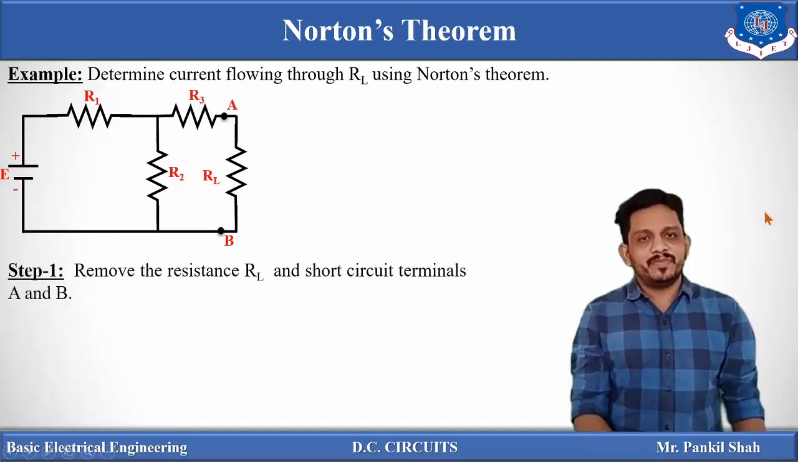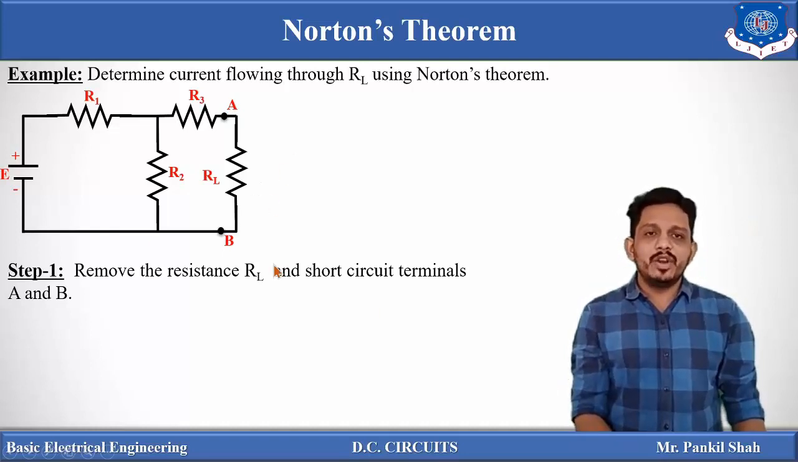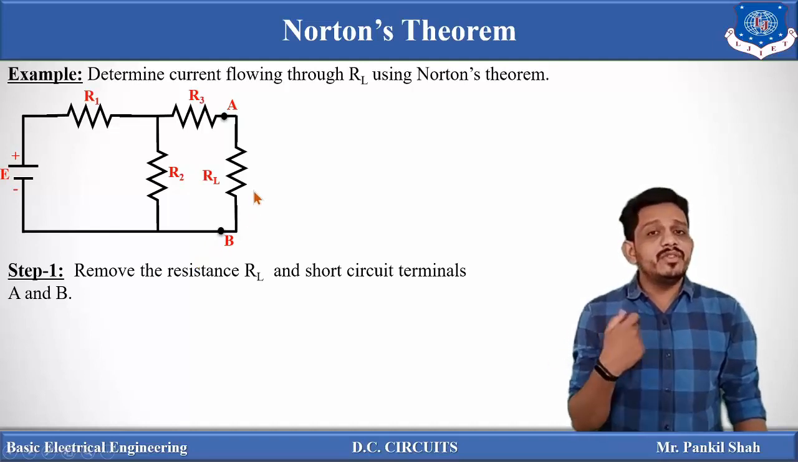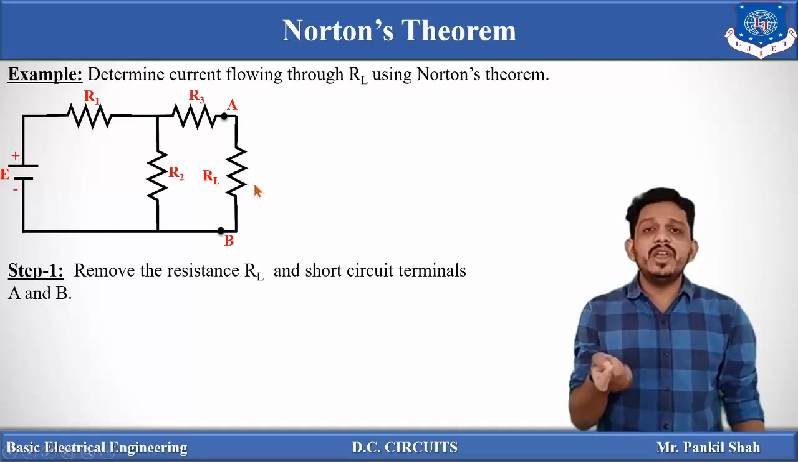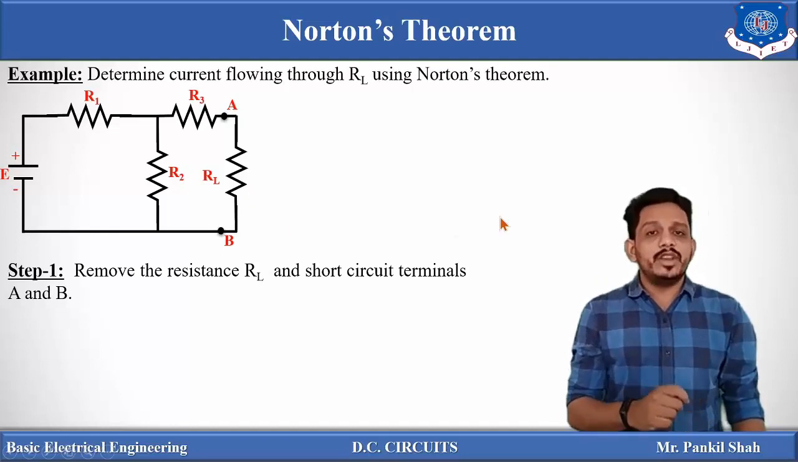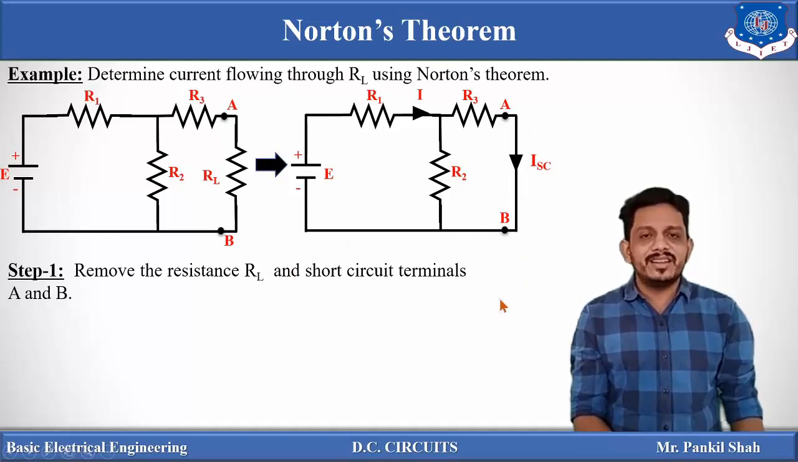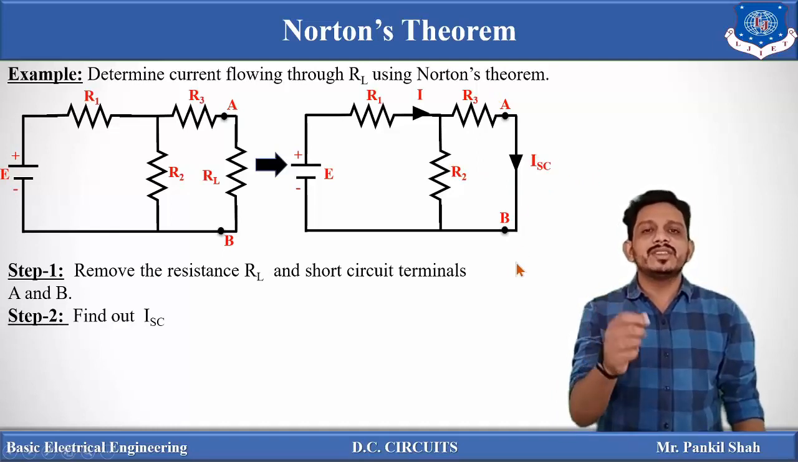So step number one, temporarily remove the load resistance branch. Previously in Thevenin's theorem, we were finding the open circuit voltage across that open circuit terminal. But here we need to find the short circuit current. If you want to find the short circuit current, you have to short circuit the terminals. So we have removed this branch and short circuited this AB terminal. Now our aim is to find the short circuit current flowing through this AB branch.